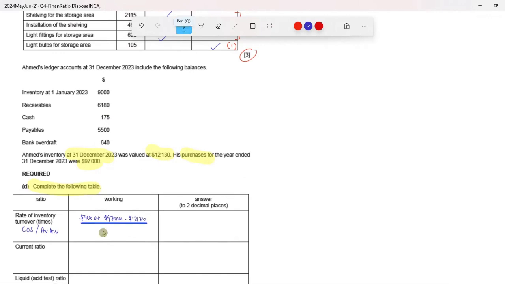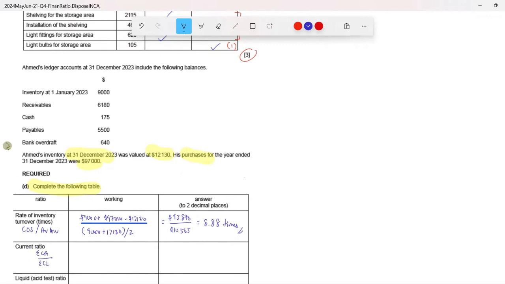Divide by average inventory, we take opening inventory 9,000, add closing inventory 12,130, and divide by 2. So we will eat into the space here. The working will continue to show the cost of sales at 93,870, divide by average inventory 10,565, 8.88 times. Okay.